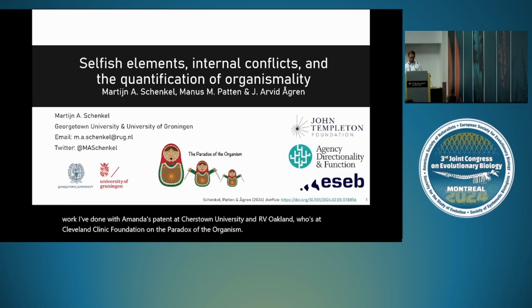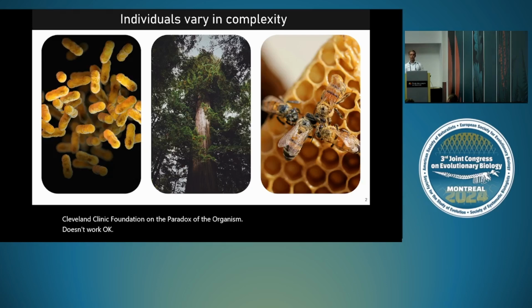So I want to start off actually with the observation that when we look across the tree of life, we see individuals in all sorts of shapes and forms, ranging from unicellular prokaryotes to multicellular eukaryotes to complex eusocial groups that consist of multiple individuals.